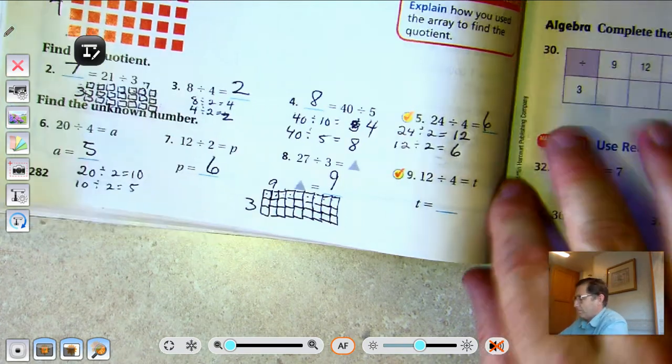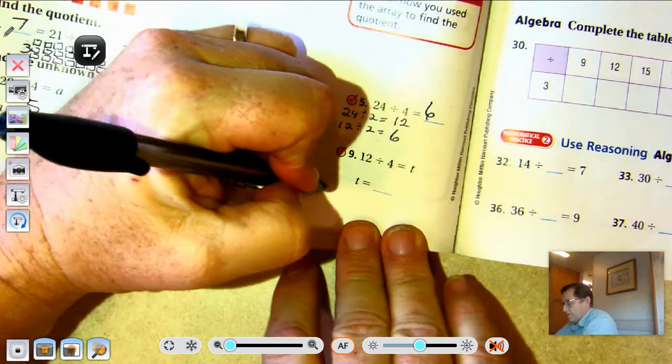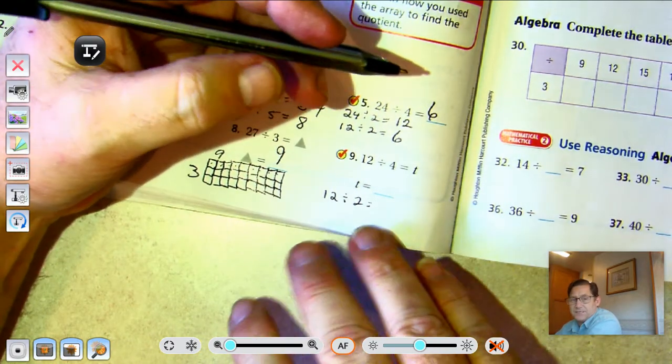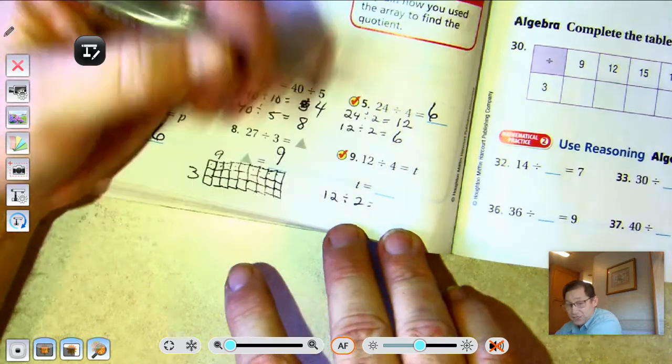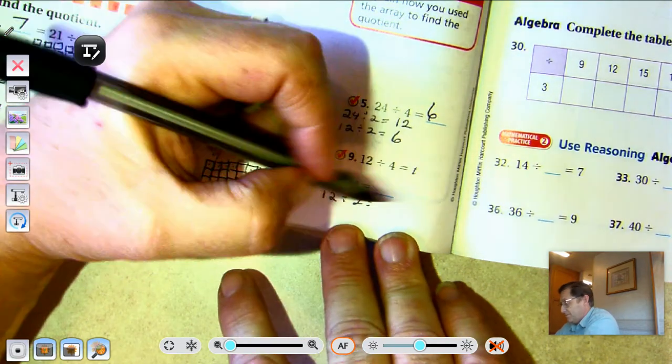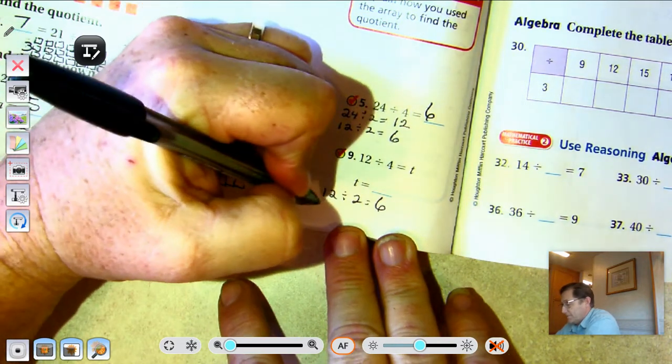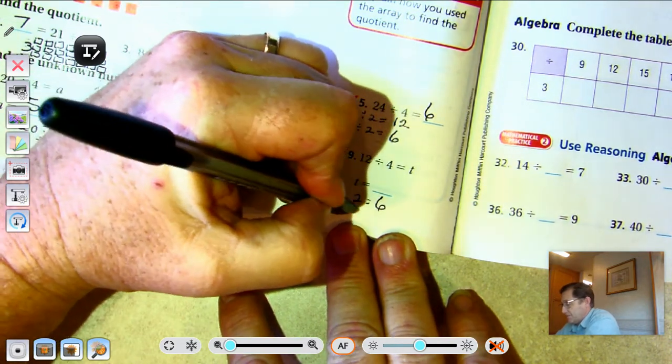12 divided by 4. Well, if I just know my 4s, then I can just write the answer. I could use the strategy using the factors of 4, which is 2 and 2. So 12 divided by 2 is 6, and 6 divided by 2 is 3.